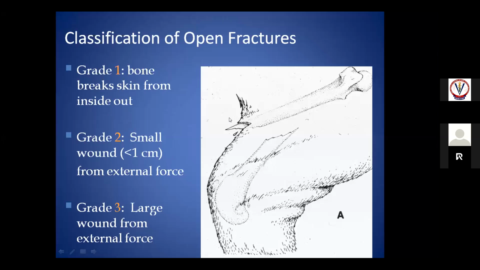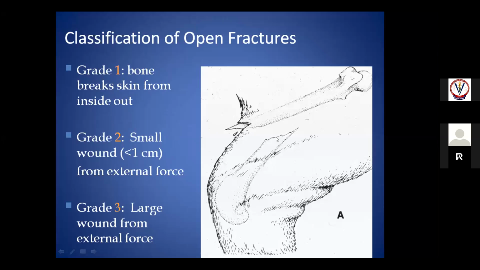Based upon the type of open fracture, we can classify them as grade 1, 2, 3. Grade 1 is when the bone breaks the skin from inside out. So it is because of the penetration of the sharp edge of the bone that there is an open fracture. And in grade 2, the wound is less than 1 centimeter. This is caused by external force.